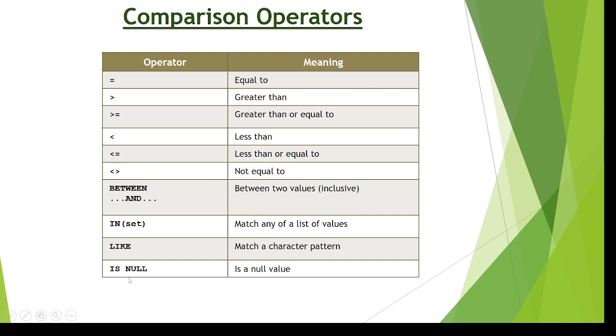Then we have the is null operator, which is going to retrieve rows where the value of the column is null. We have the extended version of this operator, that is not null, which is going to retrieve the rows where the value of the column is not null. Now, these comparison operators can be used individually or can be combined using logical operators such as AND, OR, and NOT to create complex conditions for filtering the data in the SQL queries.